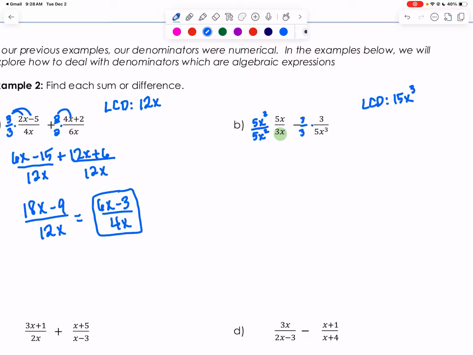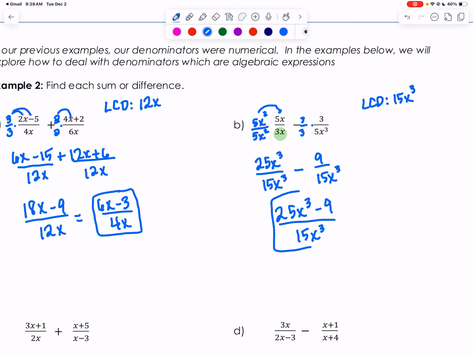All right, so now we can multiply. 5x squared times 5x would be 25x cubed. And on the bottom, 5x squared times 3x would give me 15x cubed minus. Here we have 3 times 3, which is 9. And then 3 times 5x cubed would give me 15x cubed. Now, here we're subtracting, but we're only subtracting one term, and they're not like terms. So when I write my final answer, I would write 25x cubed minus 9 over 15x cubed.